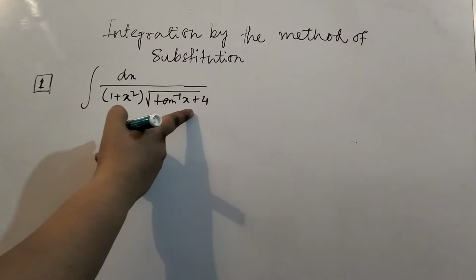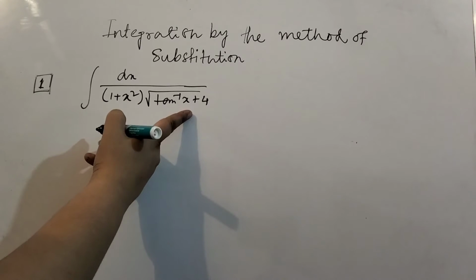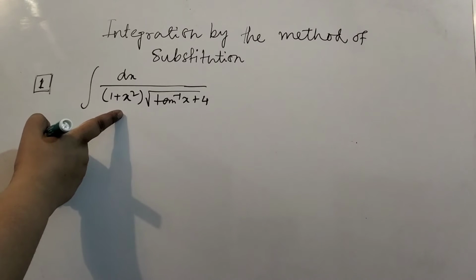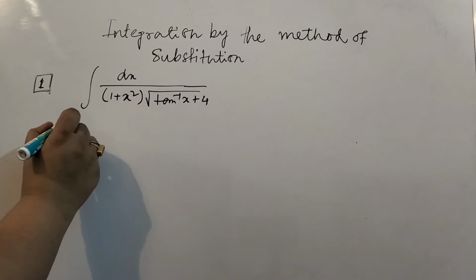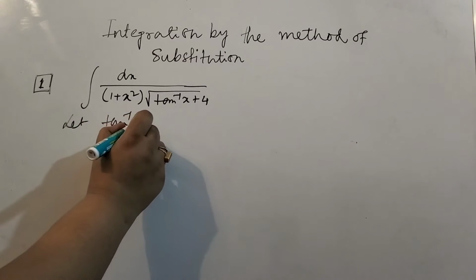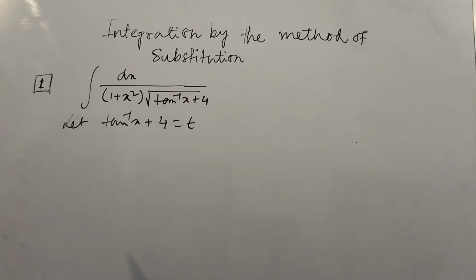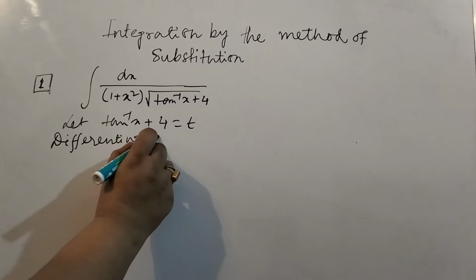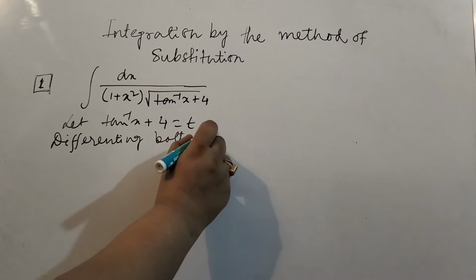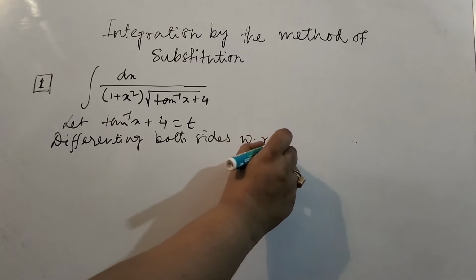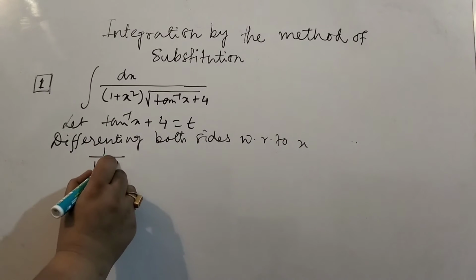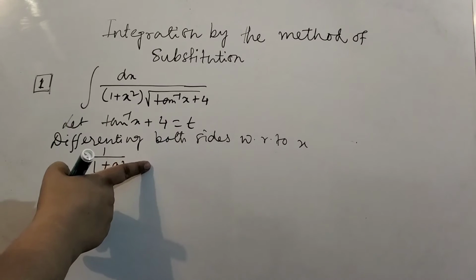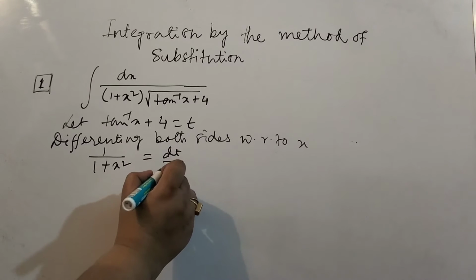Look students, if we consider tan inverse x plus 4 in terms of some other variable, then we are going to get such a simple structure which will help us to integrate this expression. So let's do this. Let tan inverse x plus 4 equal suppose t. Okay, so differentiating both sides with respect to x, we get 1 by 1 plus x square. We know d/dx of tan inverse x means 1 by 1 plus x square, and this will give us 0. This is equal to dt by dx, right?